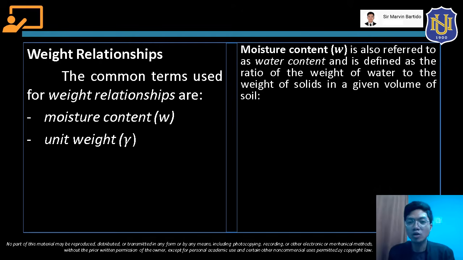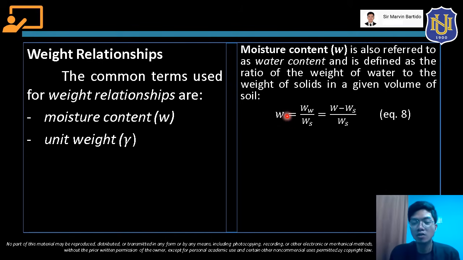Okay, so let's define moisture content. Moisture content is also referred to as the water content. This is defined as the ratio of the weight of water to the weight of solids in a given volume of soil. So this is the formula, class, of the water content: weight of water over weight of the solid particles or the soil solids. Wherein yung weight ng water, class, we can also express that in terms of the total weight and the weight of soil solid. So we know that the total weight, class, is equal to weight of the soil solid plus weight of water.